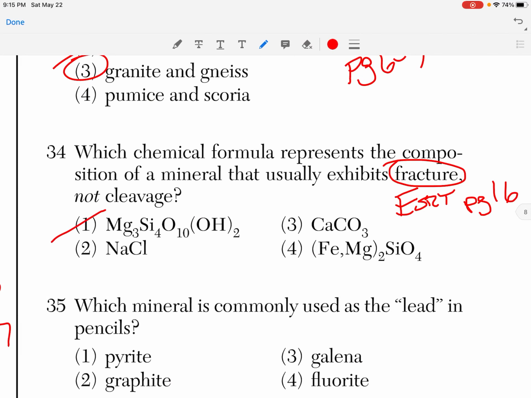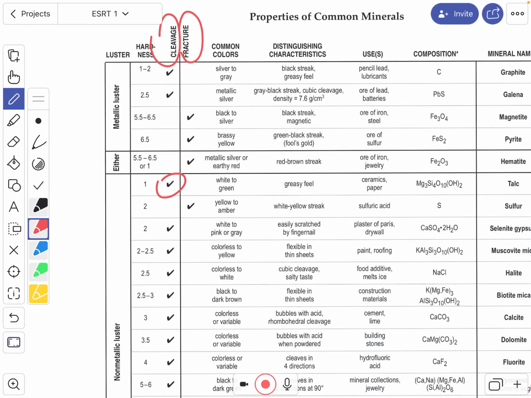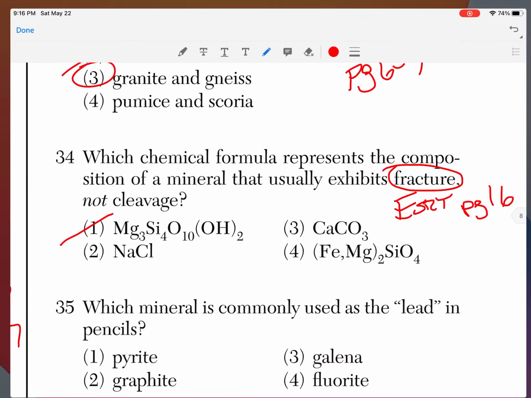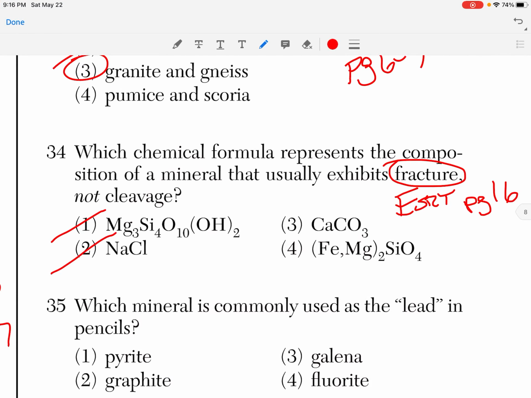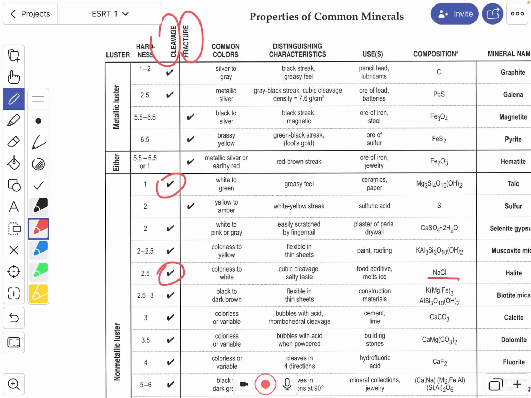NaCl, if you guys know, that is the formula for a mineral on our reference table. NaCl is right here. It's halite. That's table salt. And as you probably know, table salt comes in those little cube shapes, and it has cleavage. That's not our answer choice. So let's cross out number 2. Now, CaCO3. You might know the formula for that one, and maybe that's a familiar mineral to you as well. CaCO3 is right here. That's calcite. And calcite, as you can tell, has cleavage as well.